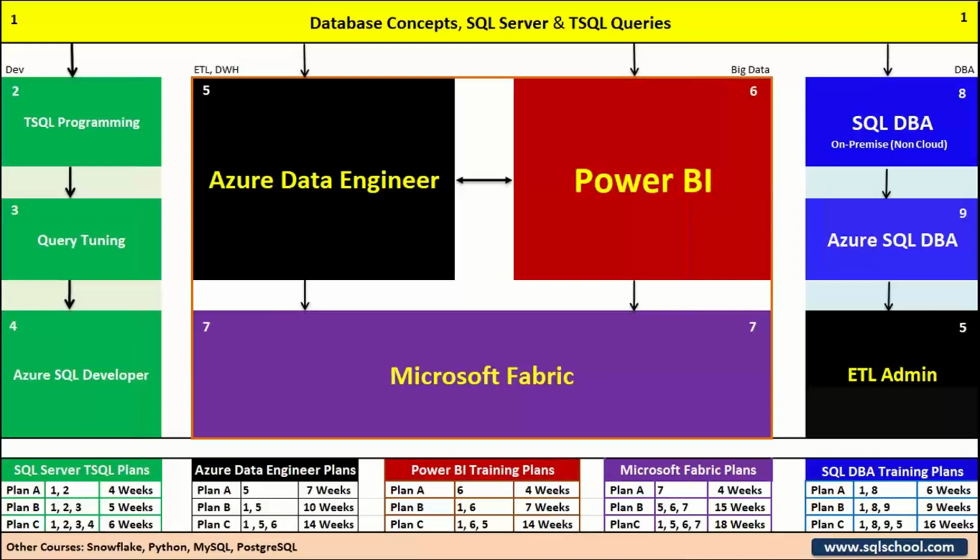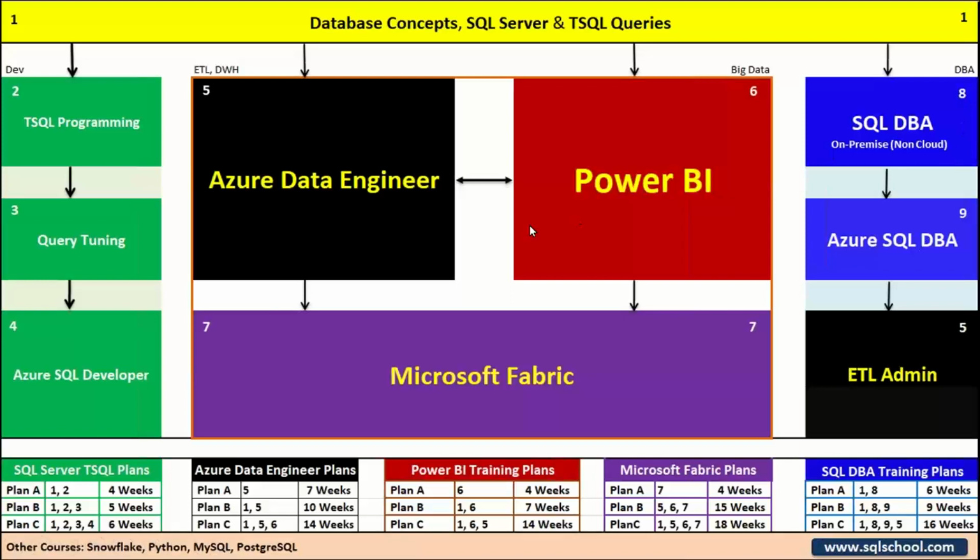Two different routes bring us to the same tree, Fabric. Route number 1, Azure data engineer backend. Route number 2, Power BI front end. Mixed together with more add-ons is equal to Fabric.